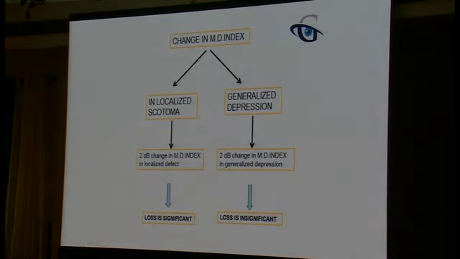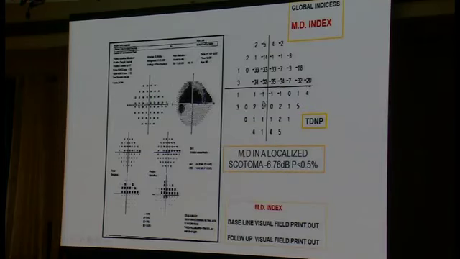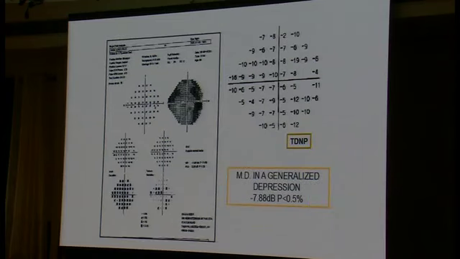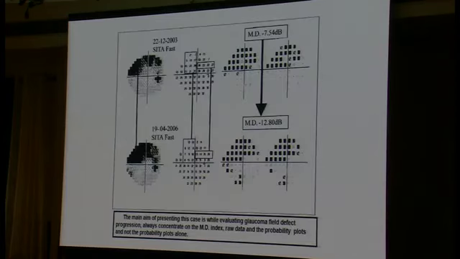Another most important thing is change in mean deviation: the change in mean deviation in localized scotoma and in generalized depression. Here it is a localized scotoma, the loss is around 30, but when it is expressed as a mean, it is 6. So in progression, a change in mean deviation in a localized scotoma, even if it is 2 dB, is huge. When it is generalized depression, it corresponds. In this case, the mean deviation changed from -7 to -12, but here the retinal sensitivity is good, almost became absolute.